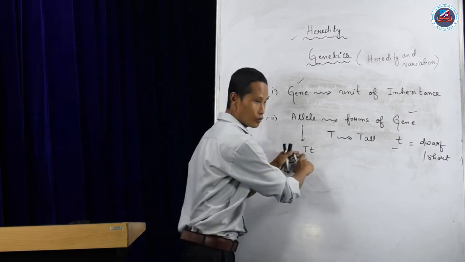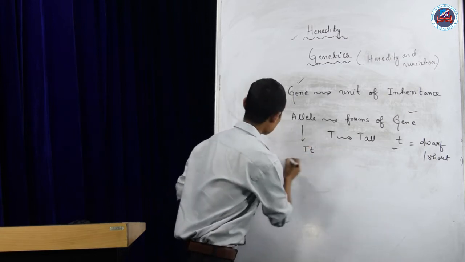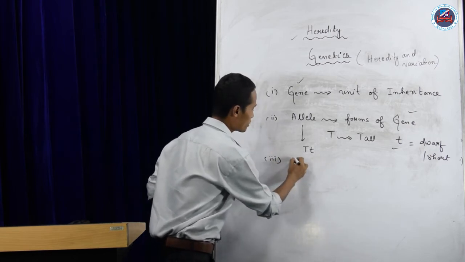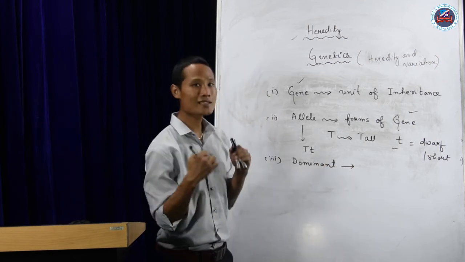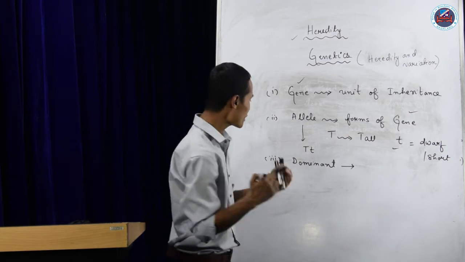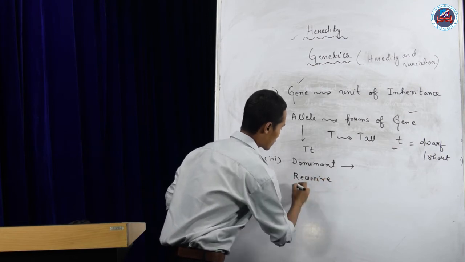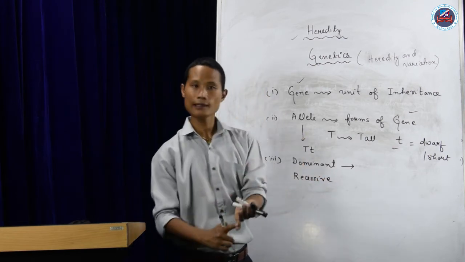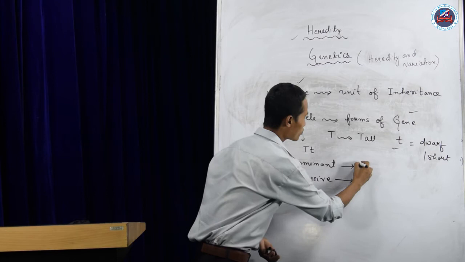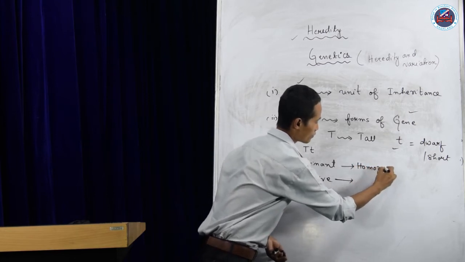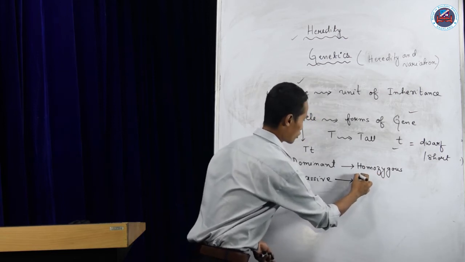It means that there are 2 genes, 2 alleles. Under that we have dominant and recessive character. So there are 2 types of allele, dominant allele and recessive allele. Then we have dominant homozygous and recessive homozygous.